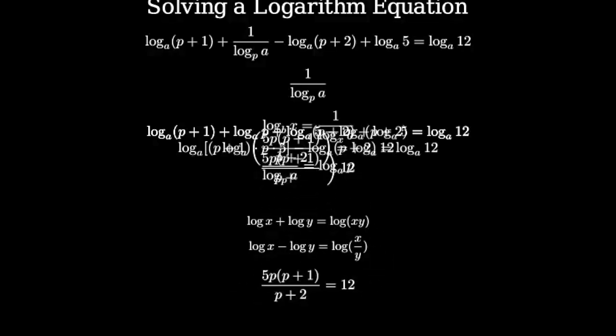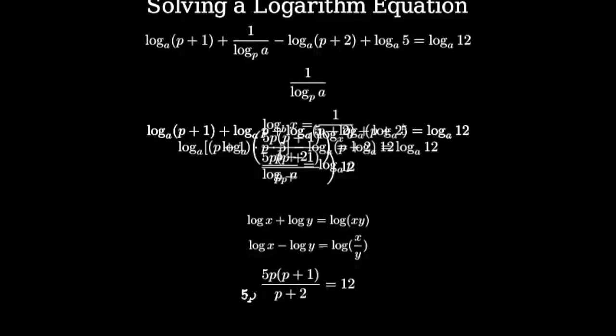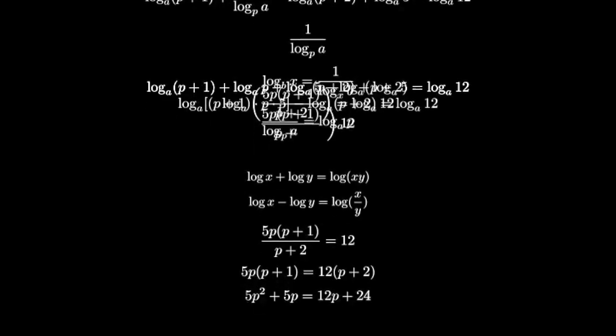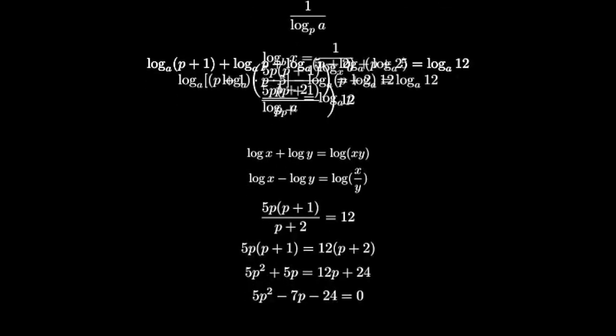This gives us the algebraic equation: 5p times (p plus 1) divided by (p plus 2) equals 12. Now, we need to solve this equation for p. First, multiply both sides by (p plus 2). This gives 5p times (p plus 1) equals 12 times (p plus 2). Expand both sides: 5p squared plus 5p equals 12p plus 24. Rearrange the terms to form a quadratic equation: 5p squared minus 7p minus 24 equals 0.